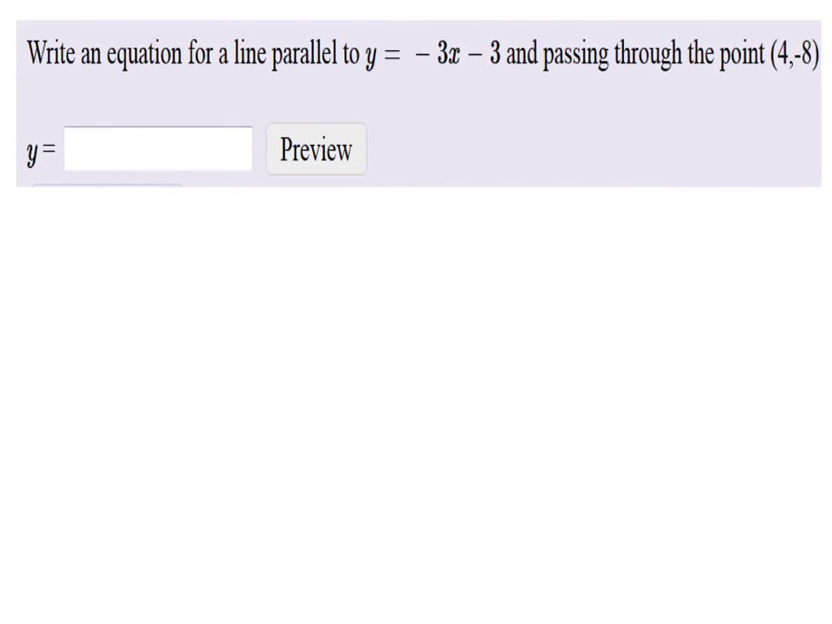Write an equation for a line parallel to y equals -3x minus 3 and passes through (4, -8). So this one specifically is parallel to this line. Do we know the slope of the line? Yeah, it's just going to be this -3 right here. So we know the slope is going to be -3. Since it's parallel, it should have the same slope, but then it gives us a point right here, (4, -8).